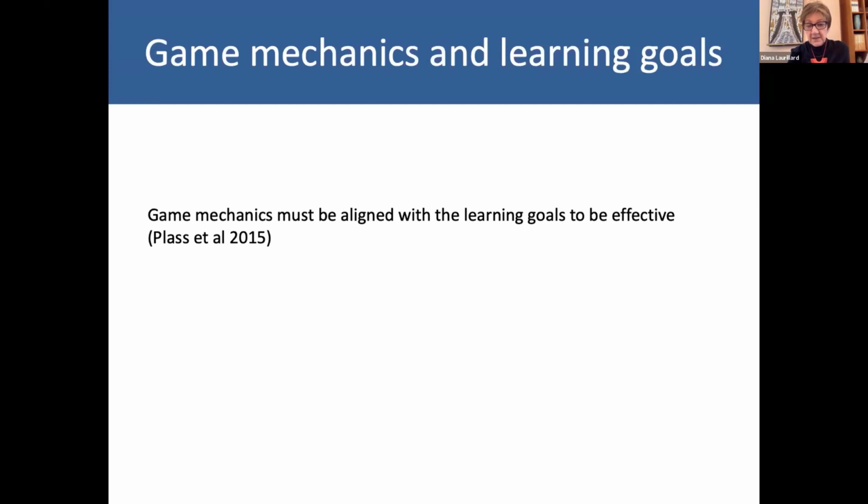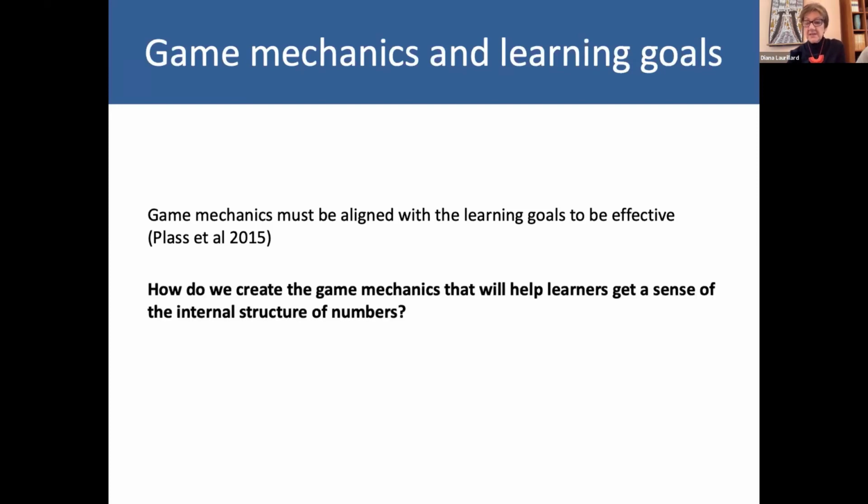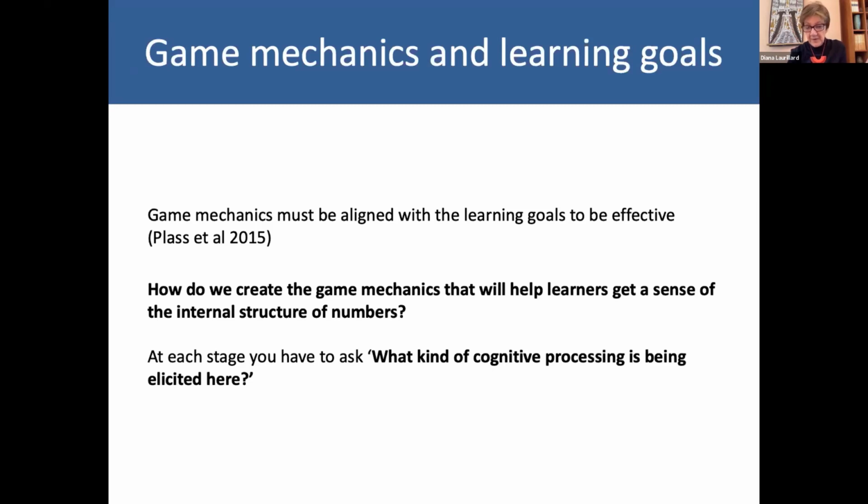Now, game mechanics and learning goals. We know from research on game-based learning that the game mechanics must be aligned with the learning goals to be effective. What does that mean exactly? How, for example, do we create the game mechanics that will help learners get a sense of the internal structure of numbers? And what that means is that for each stage of the game, what we're trying to ask as designers is, what kind of cognitive processing do we want to try to elicit here?